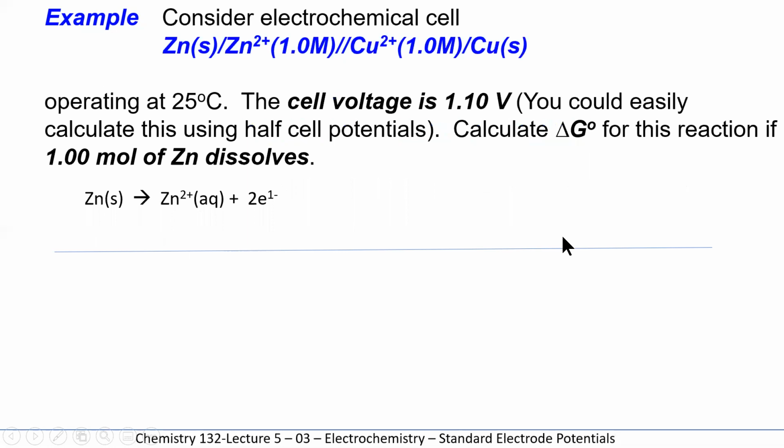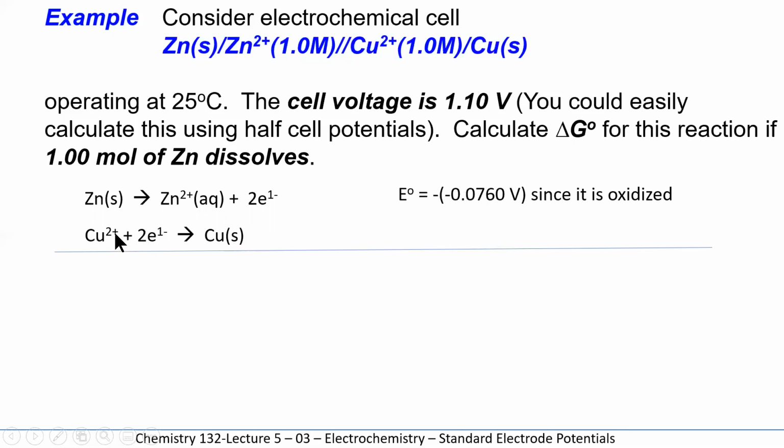So here's our solution. Zinc is oxidized as zinc 2+ ions plus 2 electrons. That voltage is minus 0.076. And because it's being oxidized, we're going to reverse the sign from a minus to a plus. And the copper 2+ ions, as I said, have a stronger reduction capability. They have a stronger pull on electrons. They're going to pull the electrons away from the zinc electrode. The voltage of the half cell for copper 2+ changing to copper is 0.340 volts.